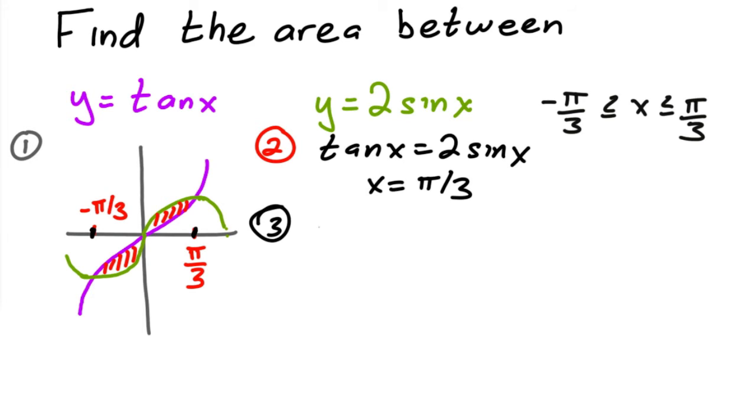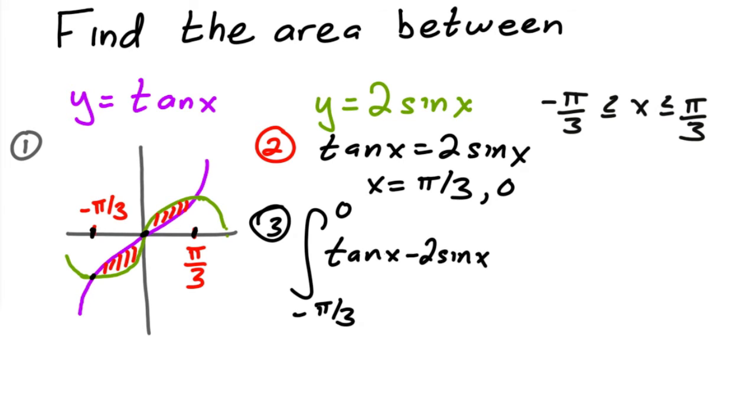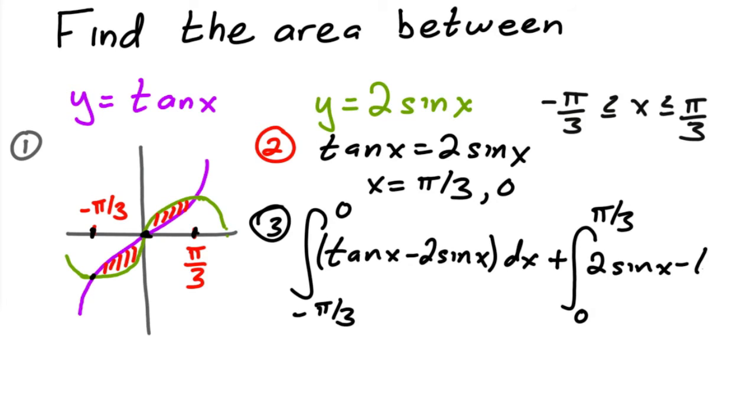Okay, so then your integral, remember, since there's 3 intersection points, we're going to have to split it up from negative pi over 3 to 0. I guess you would have also found 0 as one of the intersection points. And in this case, tangent is on top. So this would be tangent of x minus 2 sine of x dx. And then plus the area from 0 to pi over 3. So it's going to be from 0 to pi over 3 of, now 2 sine of x is on top, and you're going to subtract tangent of x.